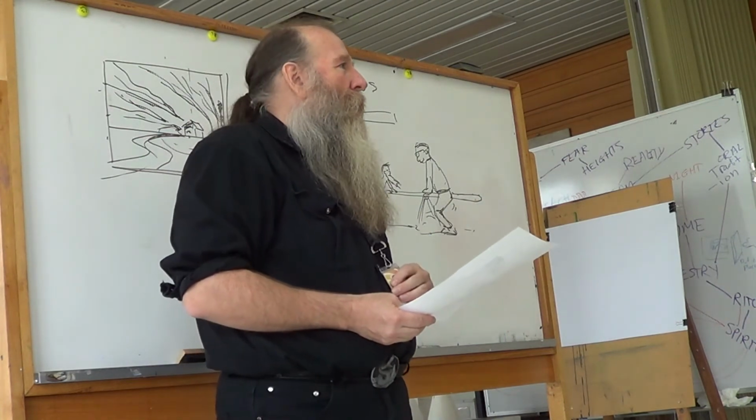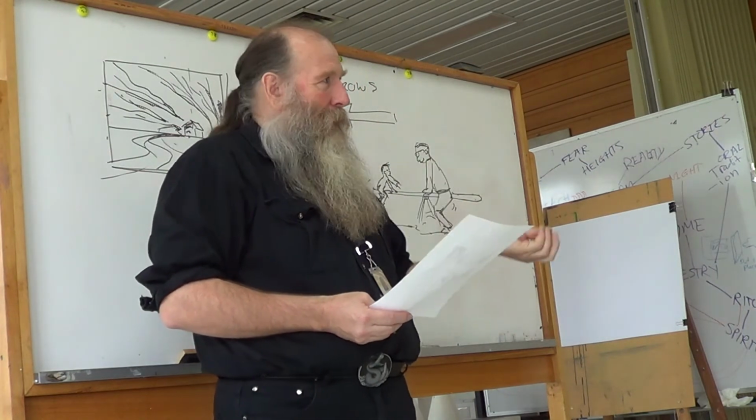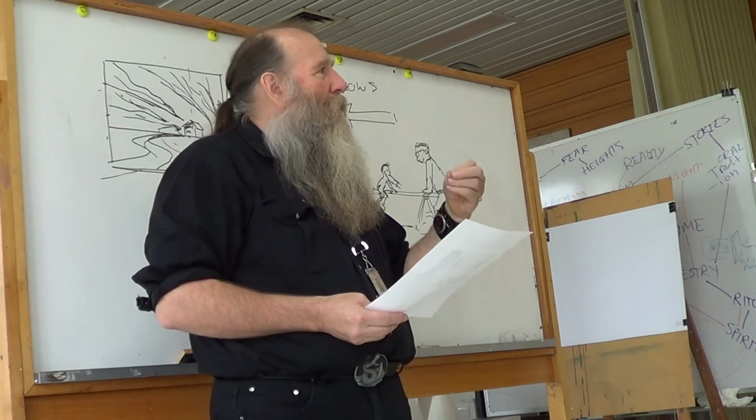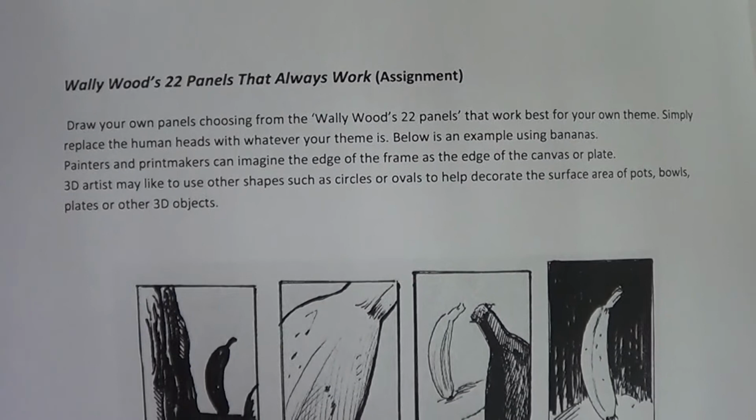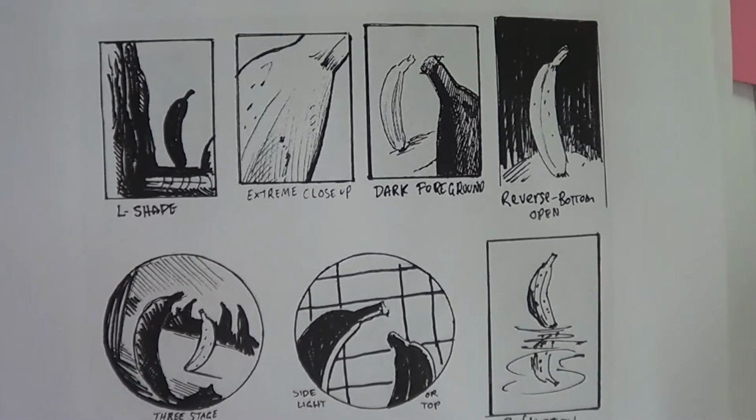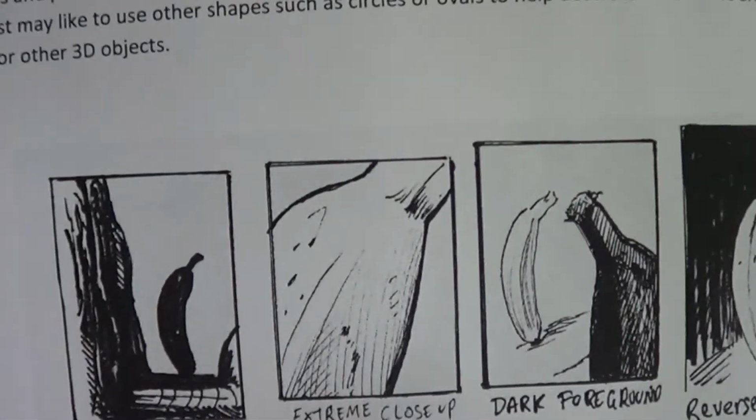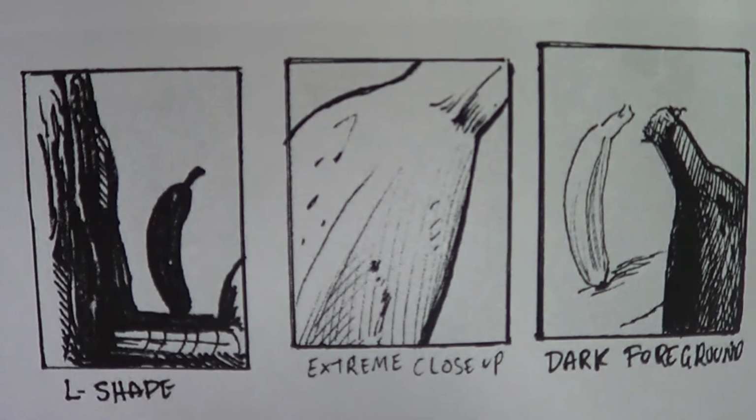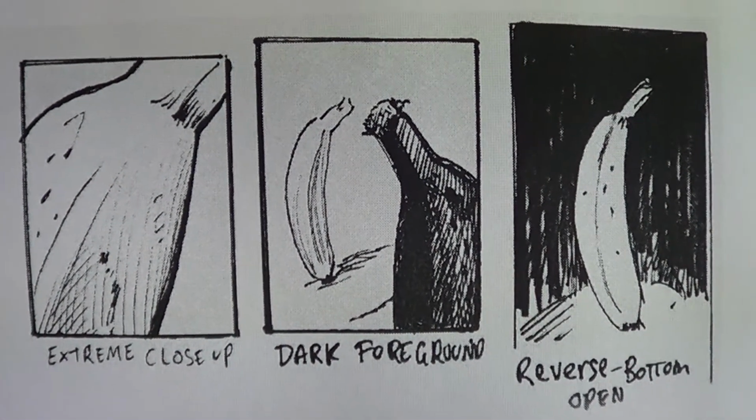with probably what you've been thinking about, which is place. You might want to think of objects in the place for this actual exercise. And I just used a banana because bananas are funny. And so what you've got here is the L-shaped banana. It's an L-shape with a banana silhouette. You've got an extreme close-up banana. You've got a dark foreground. You've got the reverse one with the open bottom.